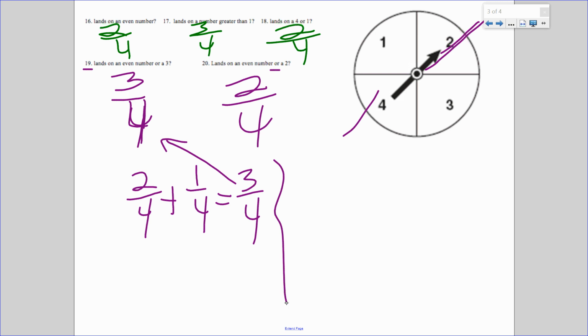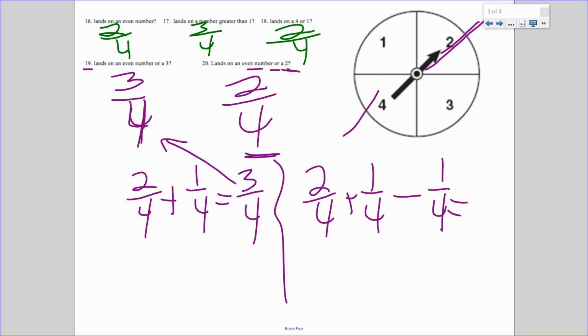However, for number 20, even number is 2 out of 4. Landing on a 2 is 1 out of 4. And when I add those together, I get 3 out of 4, which is not the answer, because I have to then subtract the probability of both. The probability that it's even and a 2. How many are even and a 2? One of them is. And when I do the math there, I end up with 2 out of 4.